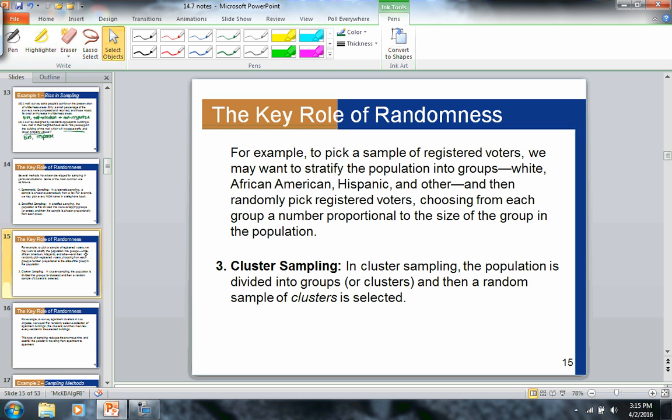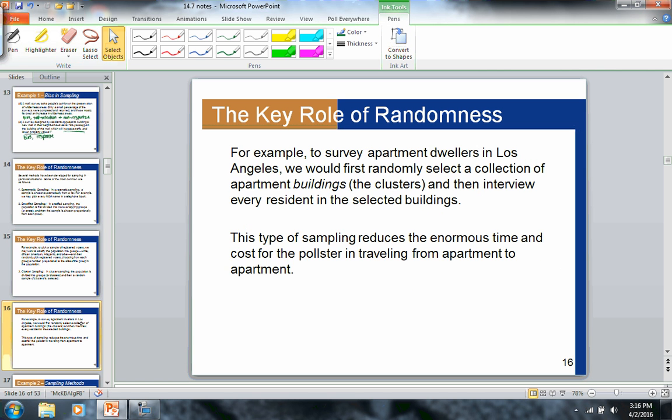And then the last type is cluster sampling. In cluster sampling, this is where a population is divided into clusters, and then it's randomly selected. So this is a little bit different from the stratified, because the clusters, here they explain it, is where you would look at people, for example, in certain apartment buildings, and then you interview certain residents in each building. So they're clustered by their location.